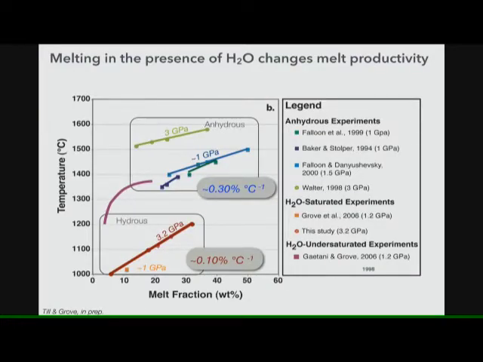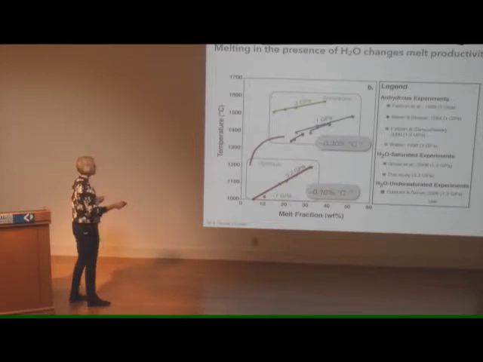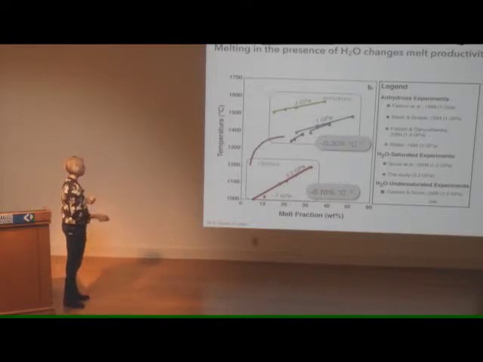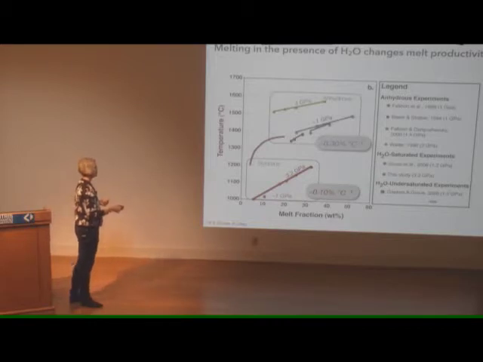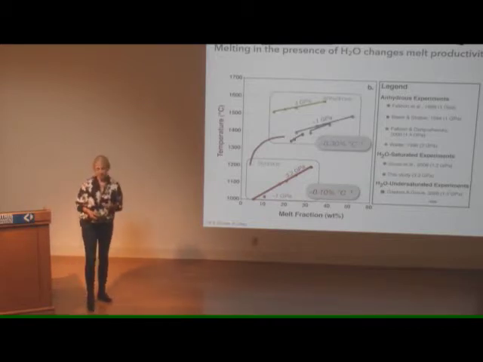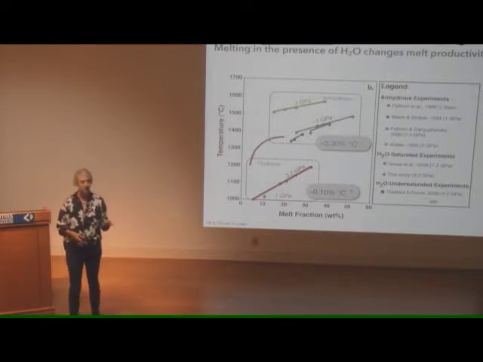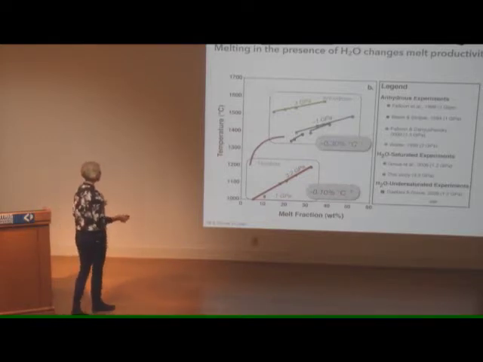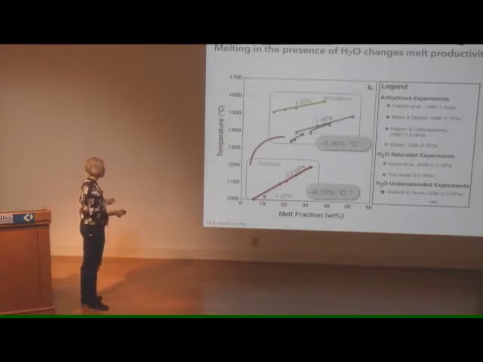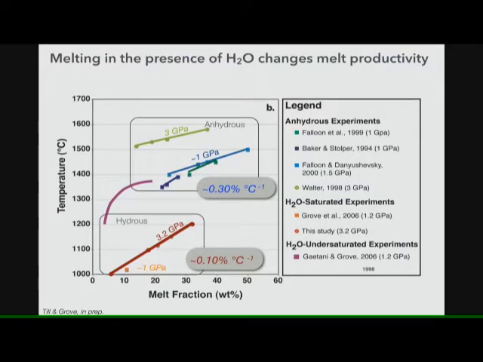The other thing that we change is the melt productivity. How much melt is generated for a given change in temperature or pressure changes when we add water to the mantle. Here is a family of experiments that are all anhydrous, plotting temperature versus melt fraction. Essentially the slope of this line is dF/dT, the change in melt fraction as a function of increasing temperature. For the anhydrous experiments, we see a melt productivity of about 0.3% melt generated for every degree C that you raise the temperature.